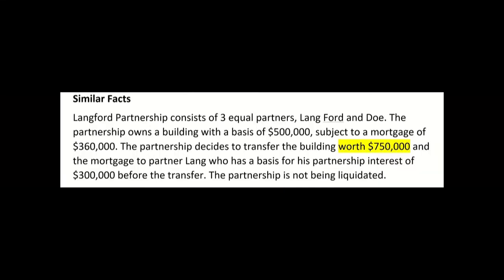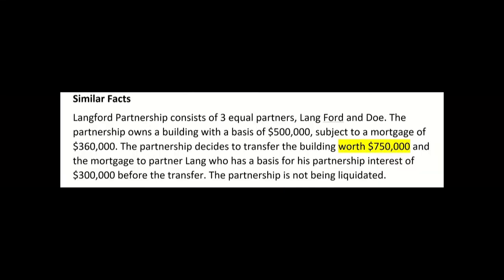What if they asked about partner Doe, right? The third partner. Doe's not getting the building, not taking on the mortgage either, but Doe would still have this minus $120,000. So if Doe's basis started out at $300,000, then Doe would end up at $180,000, just like Ford. All right, let's give it another little twist.